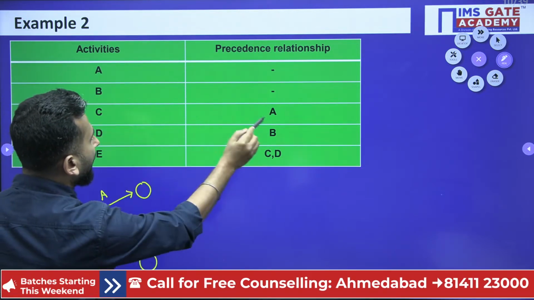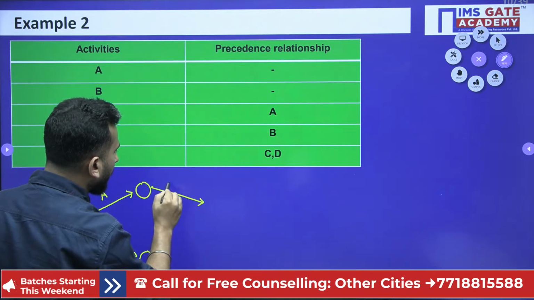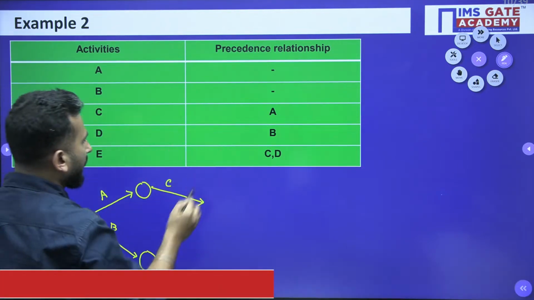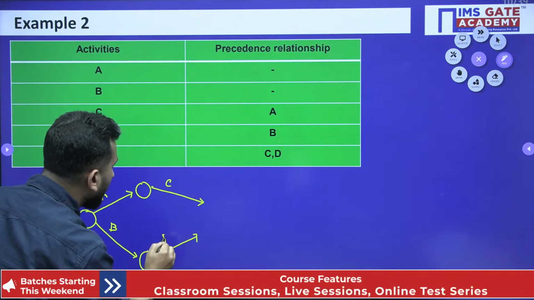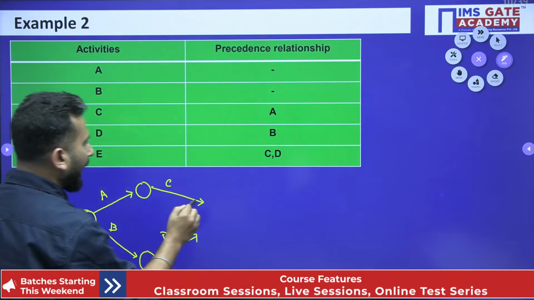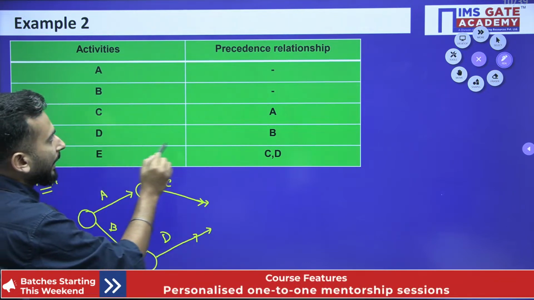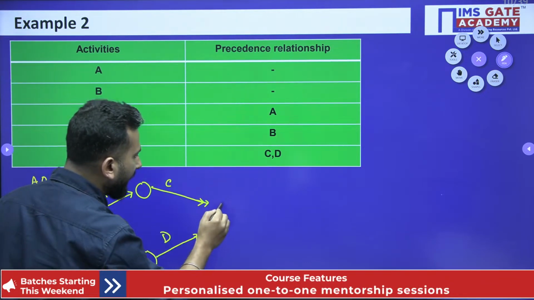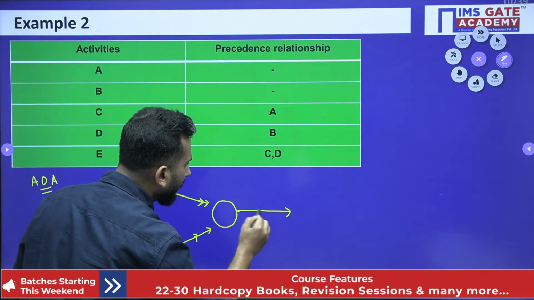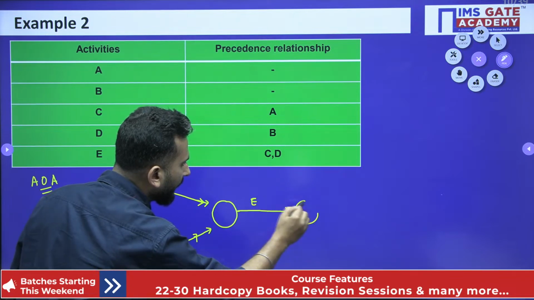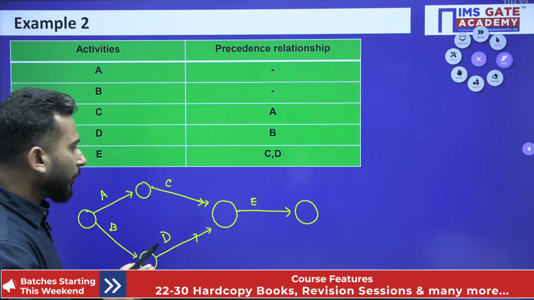Now, activity C is having precedence A. So, from A, wherever it is ending, start your C, and D is having B. So, wherever activity B is ending, you can start your D. And E is having a precedence relationship of C and D. So, wherever it is ending, you can start your activity E and you can end it. Right? Very easy. We have drawn it.